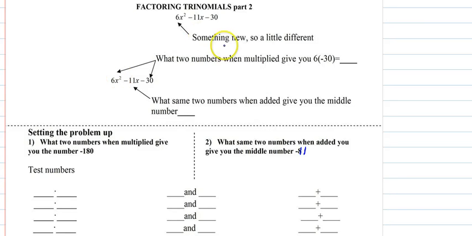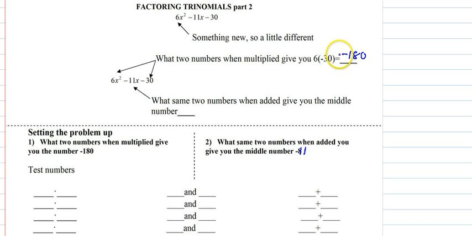Alright, so this is factoring trinomials, the second method, because we have something new here, the 6. So we need a new method. So here's how we include it. You take the 6 and you multiply it to the negative 30, and that would give us negative 180.